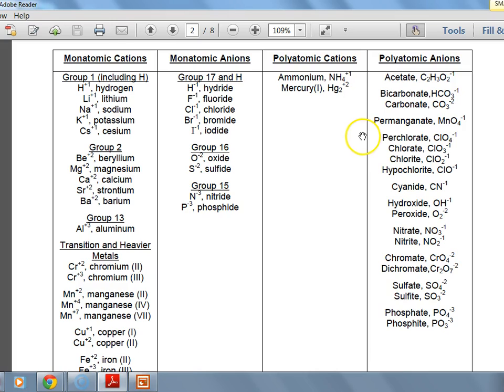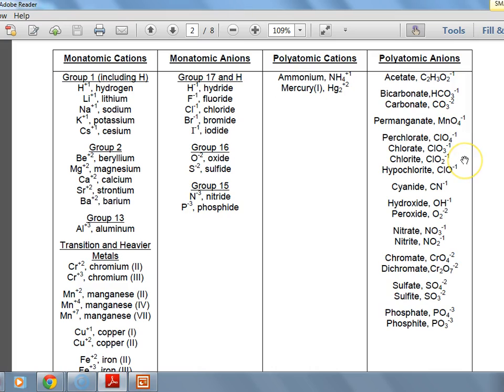I did keep them grouped together by charges, but I also grouped them in terms of similarities, hoping that might help you a little bit, the ones I could anyway. If you notice with the -ates and -ites, what they have in common, the nitrate, nitrite, the sulfate, the sulfite, the phosphate, the phosphite, they all have the same charges, -3, -2, -1, but they just go down by 1 oxygen. Same thing up here with the chlorates.